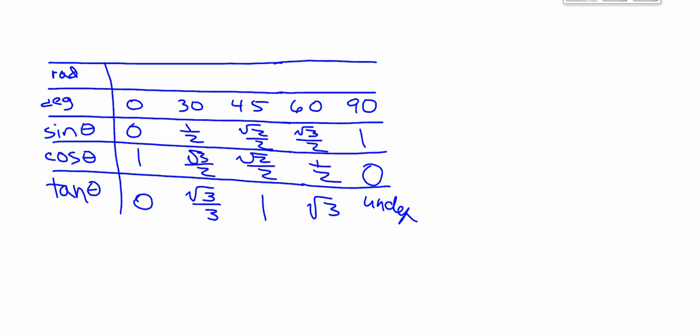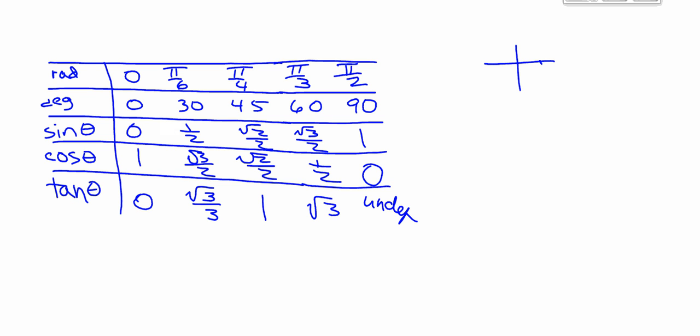Radians, 0 is 0. 30, think about the relationship between 180 and 30. 180 divided by 30 is 6, right? So this is pi over 6. 45 is pi over 4. 60 is pi over 3. And this is pi over 2.